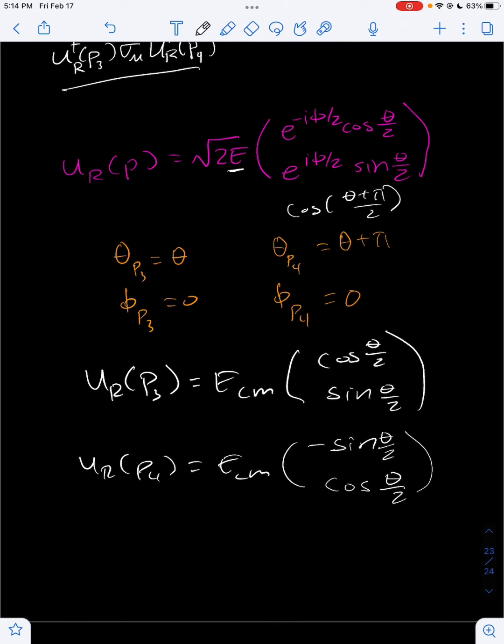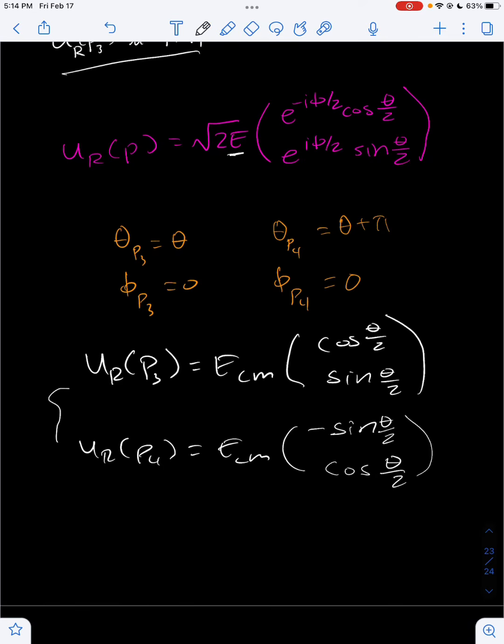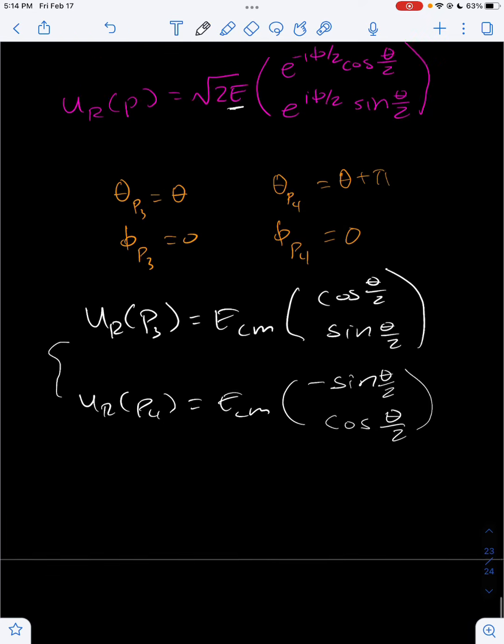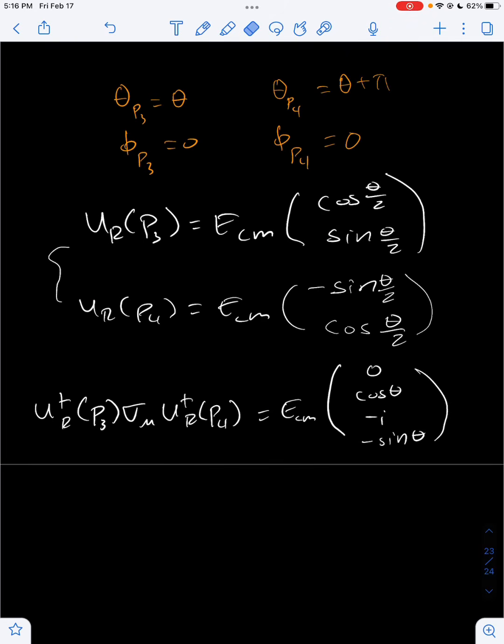That's just minus sine of theta over 2. So that gives us these over here. And yeah, let's do the same thing. We're going to multiply these together. Now, if you actually went ahead and did the calculation, you would get this over here. It's the same steps as we did before for the incoming spinners. We just use the outgoing spinners instead.